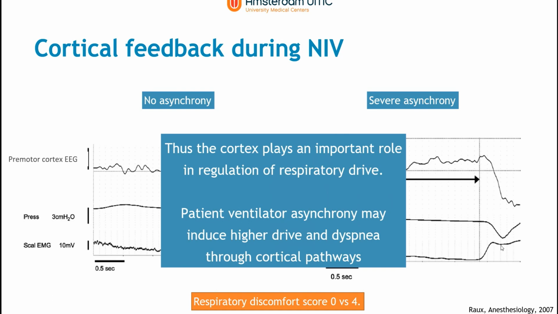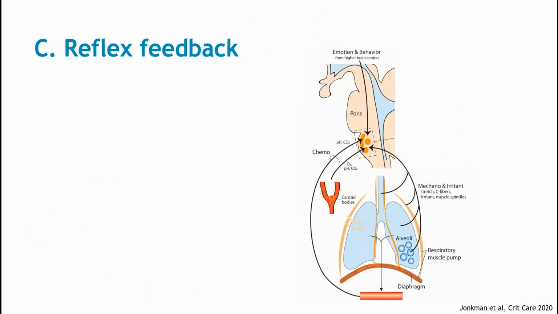So the cortex plays an important role in the regulation of respiratory drive, and patient-ventilator asynchrony may increase respiratory drive and generate dyspnea through cortical pathways. Okay, and the third mechanism of feedback is reflex feedback. There are all kinds of mechanosensors in the chest wall, the diaphragm, in the lungs that affect the respiratory centers. And the most well-known, of course, is the Hering-Breuer reflex that increases duration of expiration. I don't want to go into detail right now. You can read it in some more detail in a paper that we're soon going to publish in Critical Care.